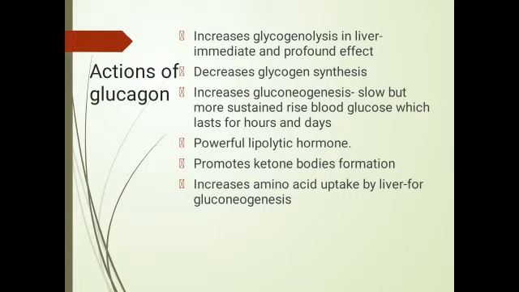And glucagon is a powerful lipolytic hormone. It promotes ketone bodies formation, and increases amino acid uptake by the liver for gluconeogenesis. Gluconeogenesis means formation of glucose from lactate, pyruvate, glycerol and amino acids.